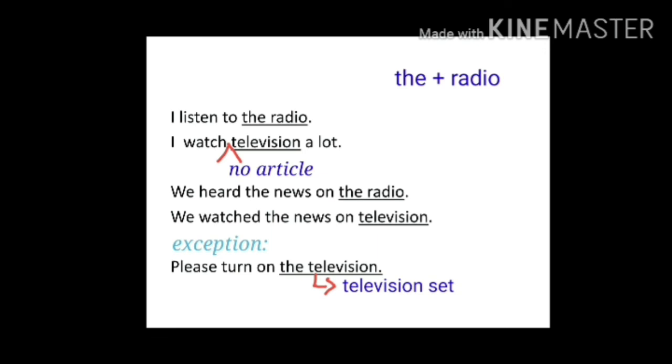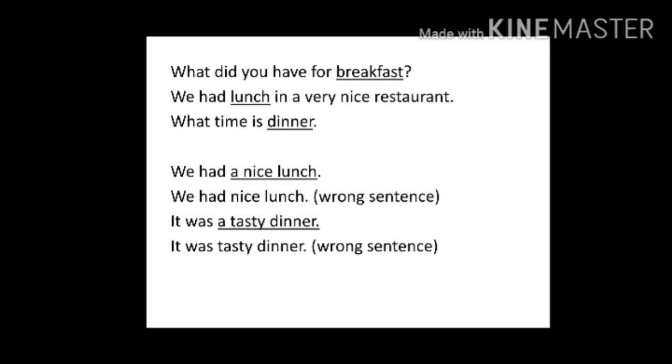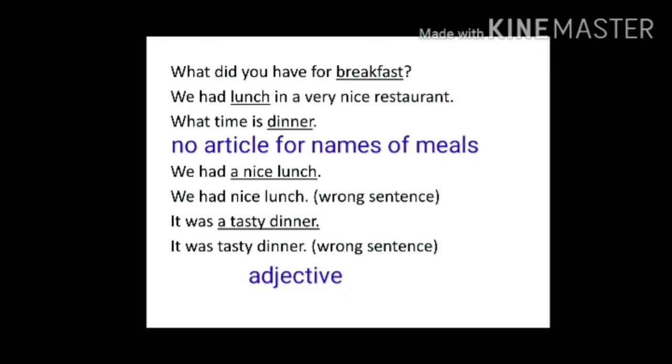Okay, so 2 more rules and we are done. So next slide. So in this slide, we have names of meals, specifically breakfast, lunch, and dinner. The rule here is not to use the article the for names of meals. Breakfast, lunch, and dinner do not need an article except if there is an adjective before it. And if there is, you only use a or an, not the.